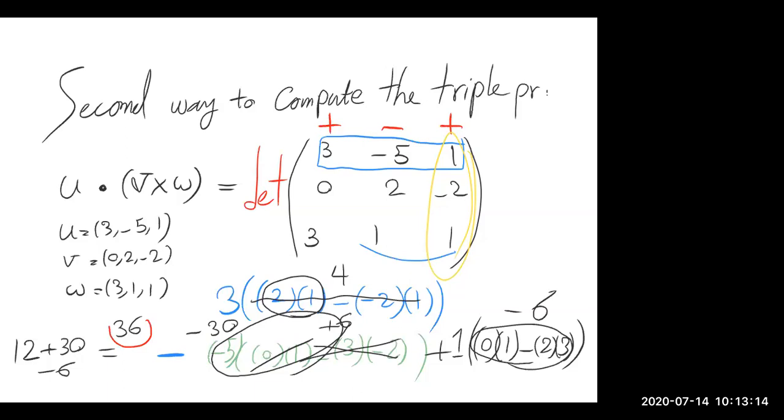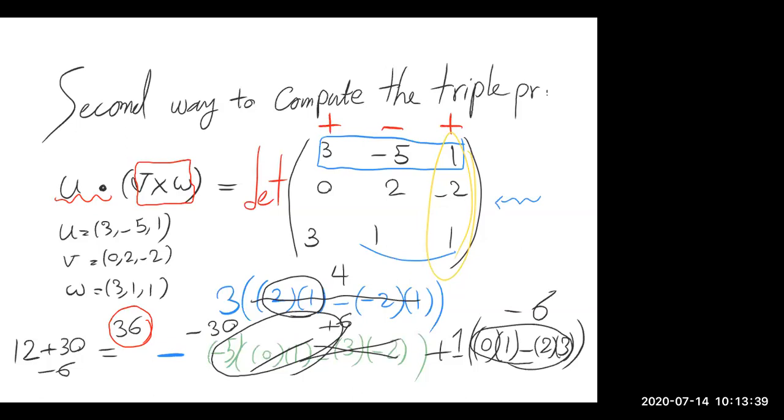36 again. So the two ways to compute the triple product are basically the same. We can either do the cross product first and then do the inner product, or we can directly write all of them in a matrix and compute the determinant directly and get the triple product.